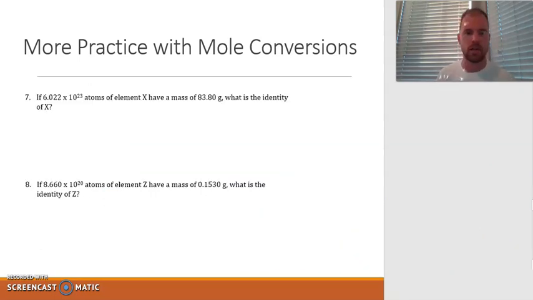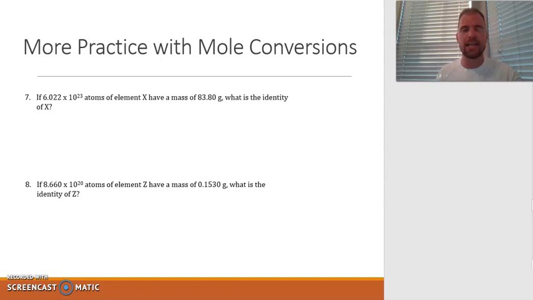All right, let's take a look at more practice. Lots of practice for mole conversions, because that's how important it is. These ones are asking it a little bit differently. If 6.022 times 10 to the 23rd atoms of element X had a mass of 83.80 grams, what is the identity of element X? Remember how I said before, when we were talking about molar mass, that molar mass could be helpful in helping us figure out what element we're looking at.